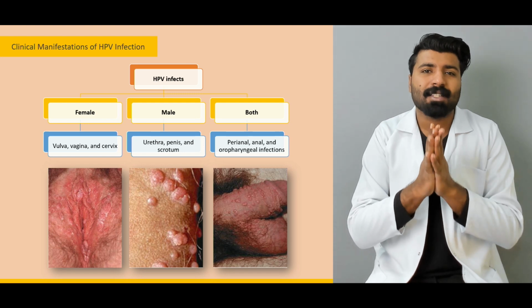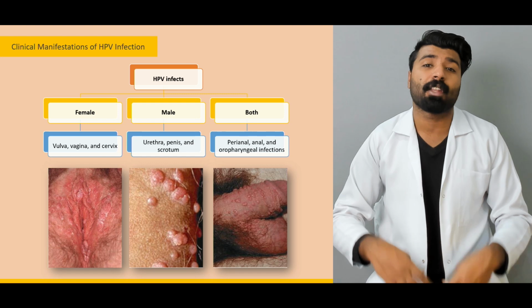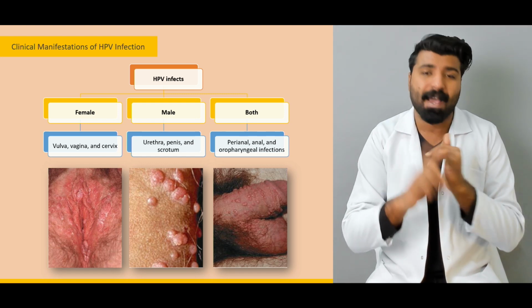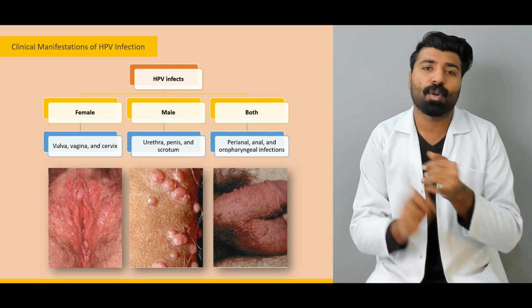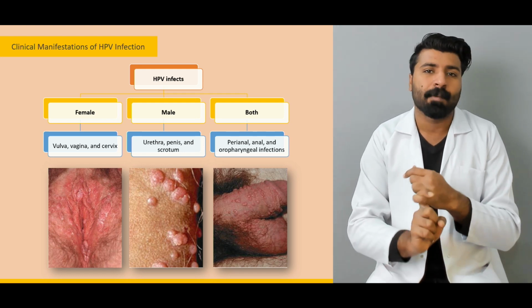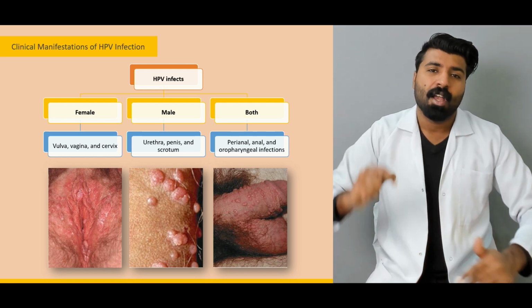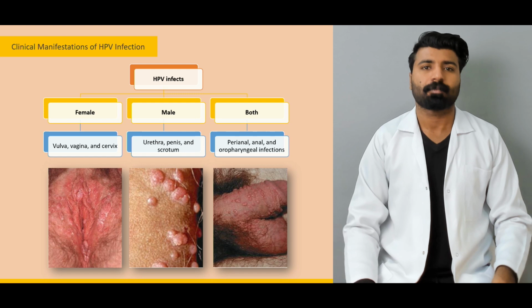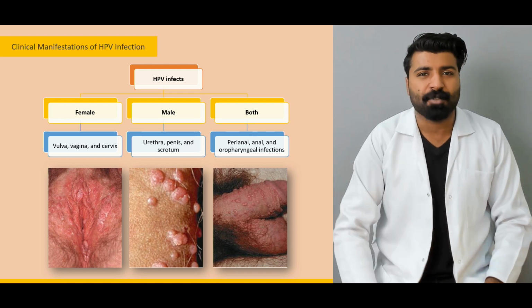Now, what areas does it affect in both the genders? The areas being affected in both the genders are perianal regions, anal regions, and oropharyngeal infections. Oropharyngeal infections because of oral sex. Now, these are very important clinical manifestations a patient will present to you with. But it only accounts for 30 to 40 subtypes.